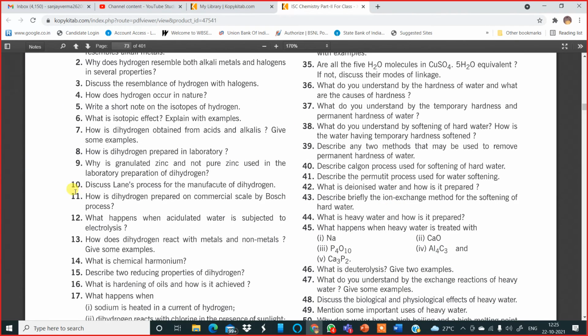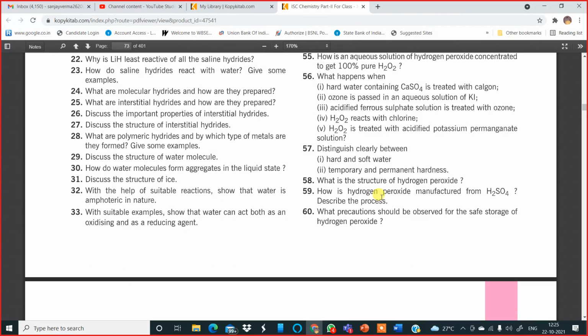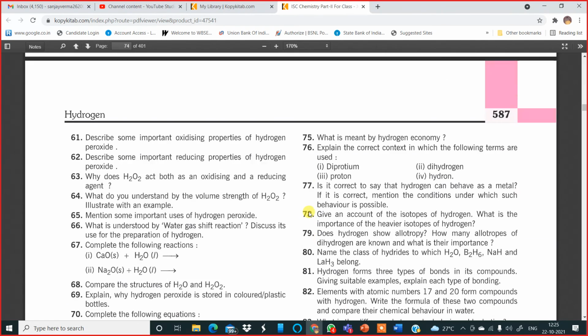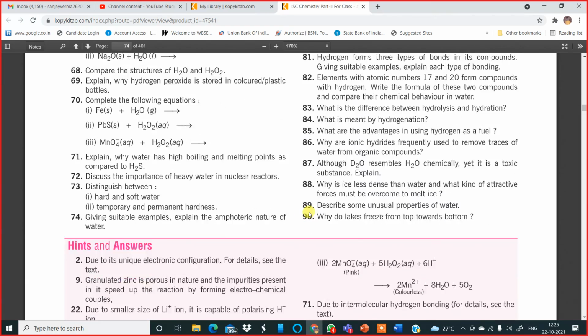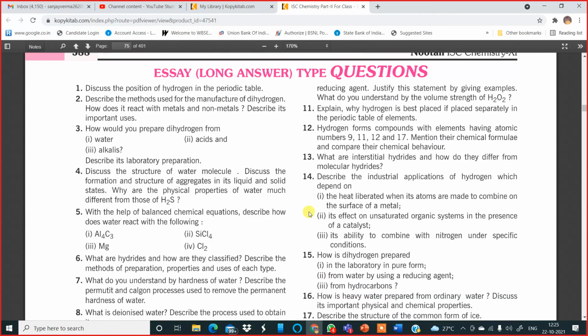Like question number 10, Lane's process, manufacture of dihydrogen. That is important. Understand softening of hard water, number 38. Number 39, number 40, number 41. These questions are important. Then after that, page number 588, long answer questions. You may go through some of them.